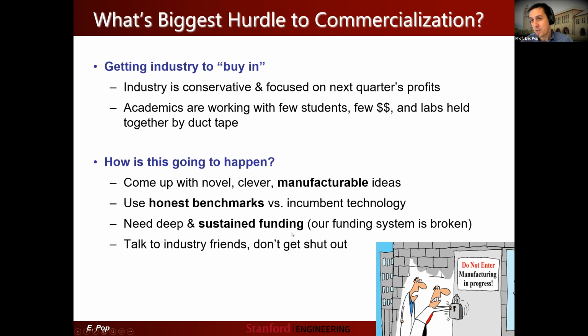And at least in the US, I would say, I think our funding system is broken. I think the priorities are not set correctly. The reviews are not done correctly. I have a lot of opinions about this, but maybe that's a different talk. And it's important to talk to industry friends and not get shut out like these two cartoon characters, because that's the only way to push these things into manufacturing.